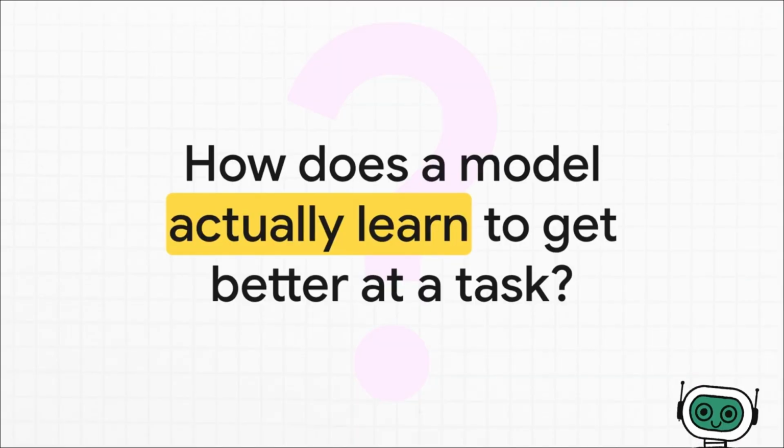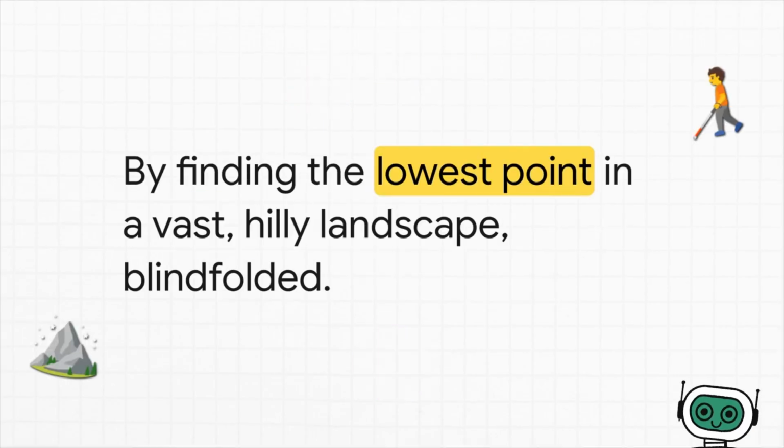So let's start with that big question. How does a model systematically improve itself? It's not magic, it's actually a pretty clever process, one that we can visualize with a simple analogy. Imagine you're standing blindfolded in the middle of a huge, hilly terrain. Your only goal is to find the absolute lowest point in the entire landscape. That's it. This is the exact challenge a machine learning model faces when it's training.